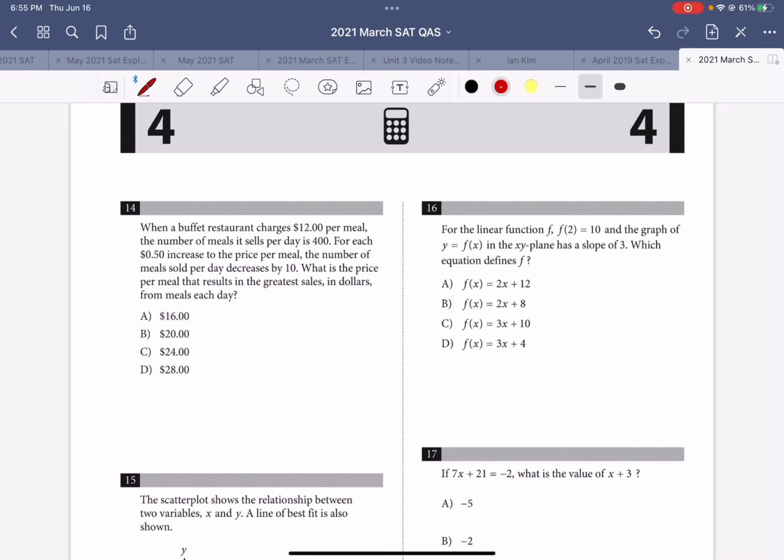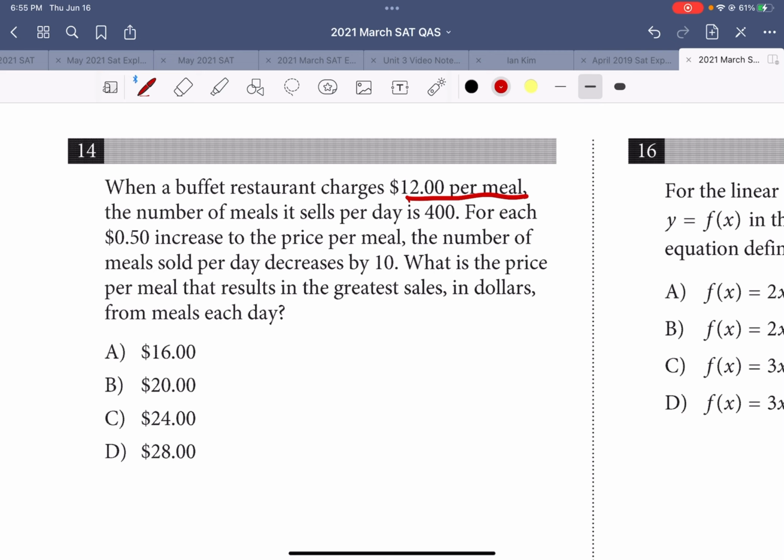When a buffet restaurant charges $12 per meal, the number of meals it sells per day is 400. That's the number of meals. If it's $12 per meal, for each 50 cents increase in the price per meal, the number of meals sold per day decreases by 10. So if you increase the price, of course, the number they can sell decreases by 10. So what is the price per meal that results in the greatest sales in dollars from meals each day?